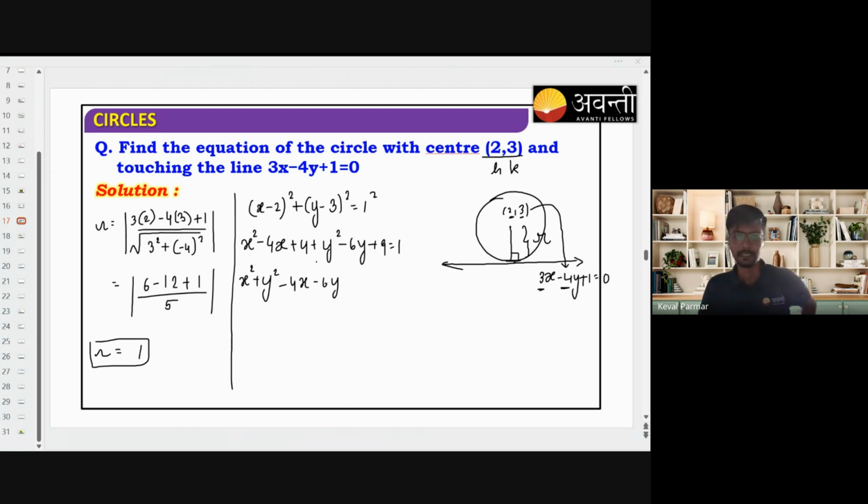Correct. Minus 6y plus 12 equals 0. This is my answer. Right, guys? I hope you're understanding. If you are understanding, give me a thumbs up so we can move forward, guys.